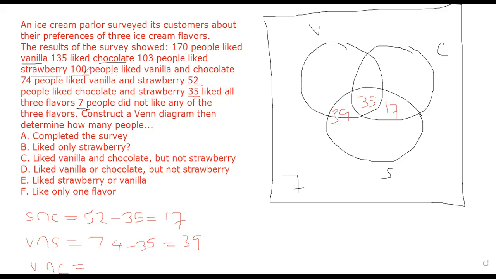Vanilla intersection chocolate. We had 100. So 100 minus what? 35. What do we get? We get a 65. So we put a 65 here.